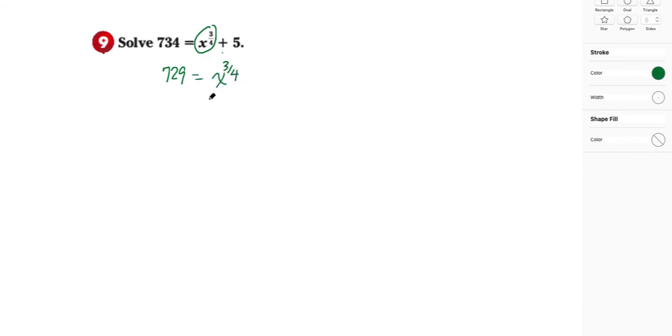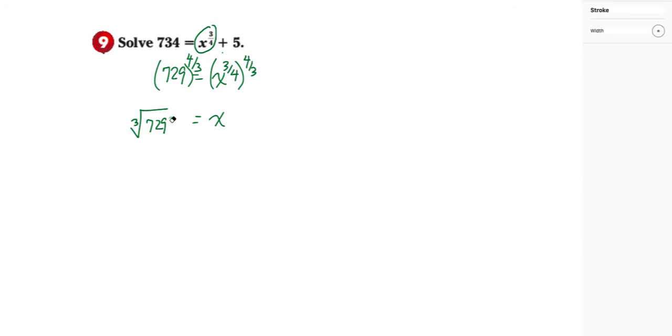The thing is, I really want to know what x is. So I'm going to raise x to the 4/3 because then that's going to leave me with 1x. And what I do to one side, I'm going to do to the other. So x to the 3/4 to the 4/3 is going to just be x. And 729 to the 4/3 power, well, I know that I can take the third root of 729, and I could either raise 729 to the 4th power, then take the third root, or take the third root, then raise it to the 4th power.